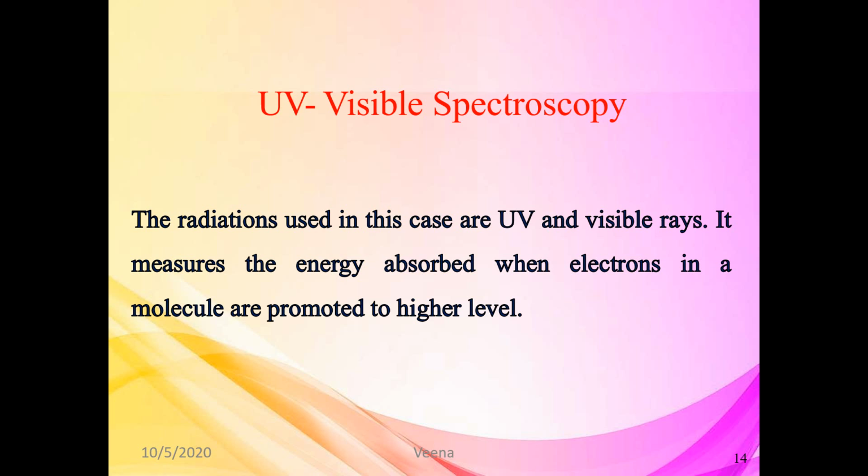Visible spectroscopy. The radiations used in this case are UV and visible rays. Therefore, this part of spectroscopy is called UV visible spectroscopy. It measures the energy absorbed when electrons in a molecule are promoted to a higher energy level.